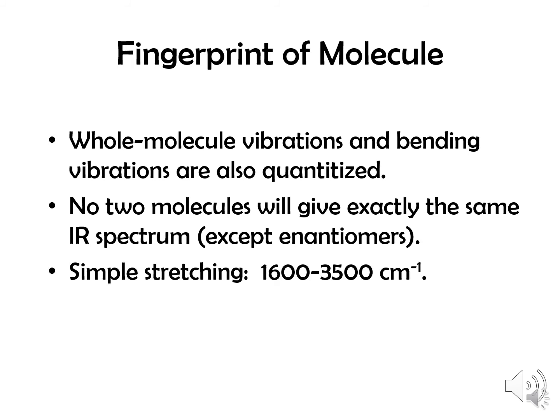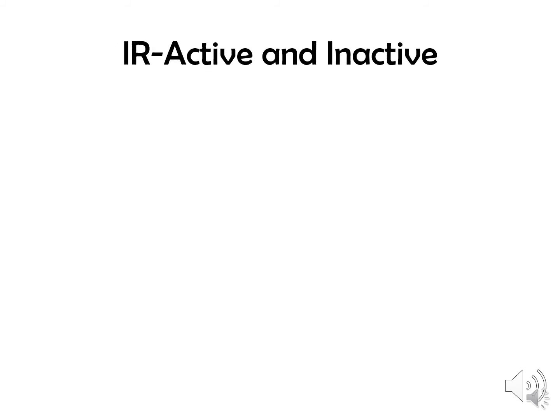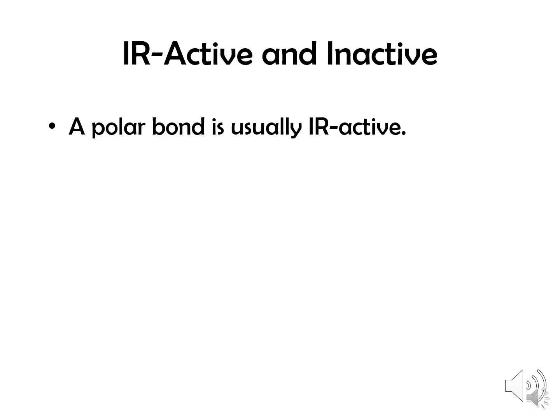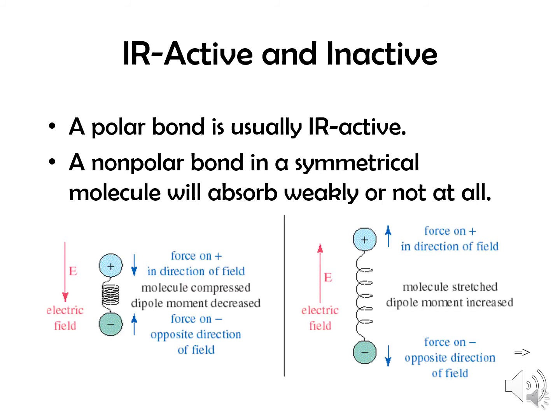Simple stretching, you've got this region here where you've got the simple stretching going on, 1,600 to 3,500 reciprocal centimeters. And then we've got this complex region called the fingerprint region, which is very, very powerful for identification, from 600 to 1,400 reciprocal centimeters. Some materials are infrared active and some are inactive. A polar bond is usually infrared active. A non-polar bond in a symmetrical molecule absorbs weakly or not at all. Kind of all the stuff cancels out.